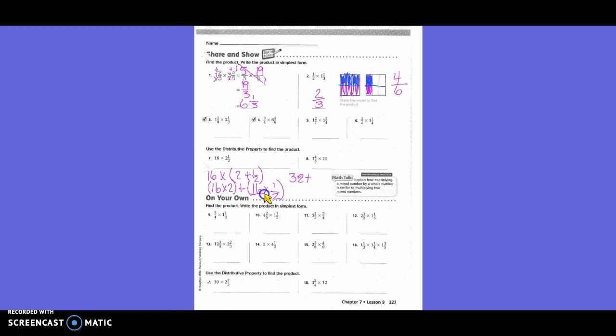So I can put the 16 over what, guys? 1. Can I simplify before I get started? Yes. So I can cross simplify. Now, what goes into both 2 and 16? 2. 2 goes into 2 how many times? Once. 2 goes into 16? 8 times. So 8 times 1 is 8. So now my answer is 32 plus 8, which gets me 40.